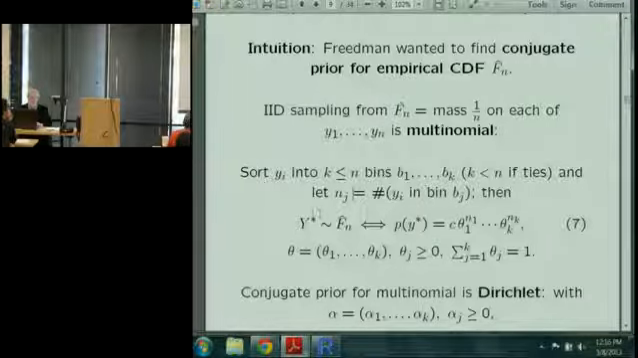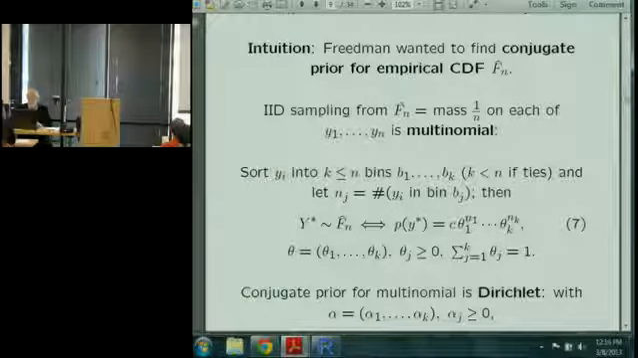Then, to take a single draw y star from the empirical CDF, the sampling distribution of that is given by the multinomial distribution, which, if you haven't seen it lately, looks like this. You go theta 1 to the power n1, because n1 is the number of yi's in bin b1, and theta 2 to the power n2, down to theta k to the power nk. If you look at that for a minute, that's a lot like a generalization of the binomial, because we would have theta to the something times 1 minus theta to the other thing, right? That's how the binomial works.